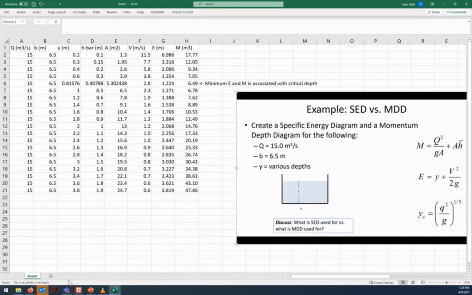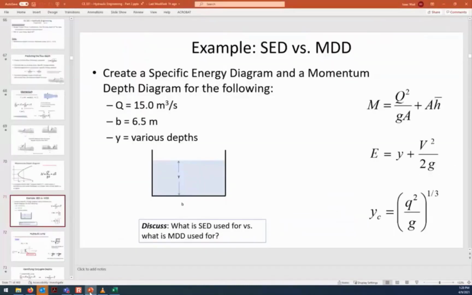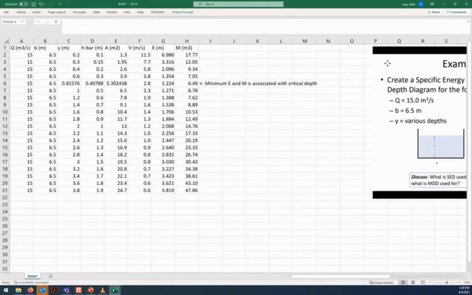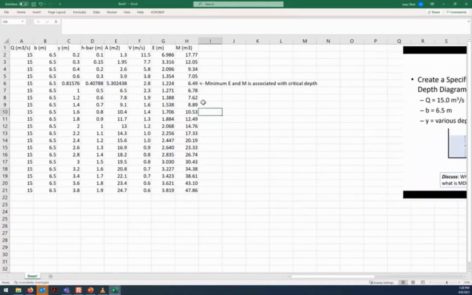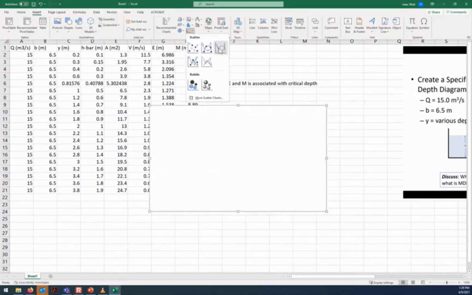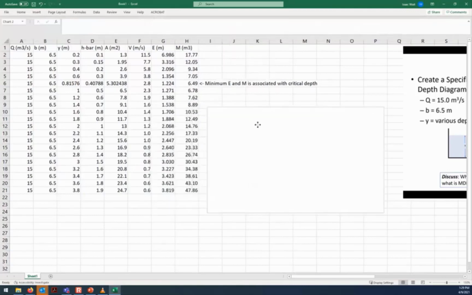All right, so far so good, except, what's this even asking? To make the momentum diagram and the specific energy diagram. Well, we're nearly there. We've got the data for it anyway. So let's create a graph that has specific energy on the horizontal axis and depth on the vertical axis. I'm going to insert a chart, and I'll let it be one of these where it's connecting the dots, not even showing the dots. It's a smooth scatter plot.